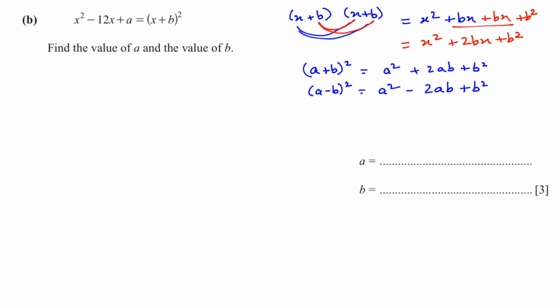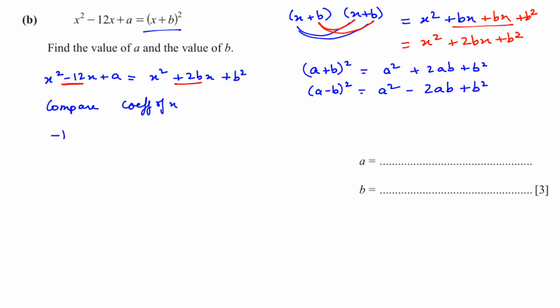So coming back to our question, x square minus 12x plus a is equal to, we expanded the bracket, x square plus 2bx plus b square. Now we are going to find b by comparing the coefficient of x. What is before x here? Negative 12, and before x here plus 2b. Therefore, when we compare the coefficient of x, we'll have negative 12 is equal to 2b. Negative 12 divided by 2 is b. Therefore, negative 6 is b.